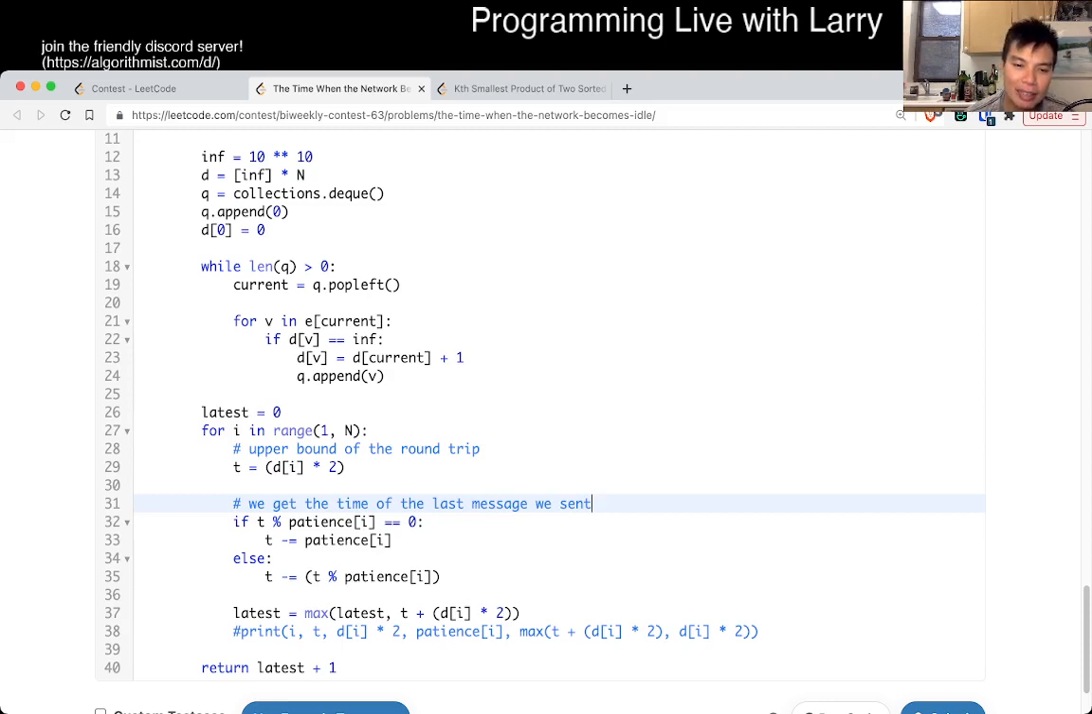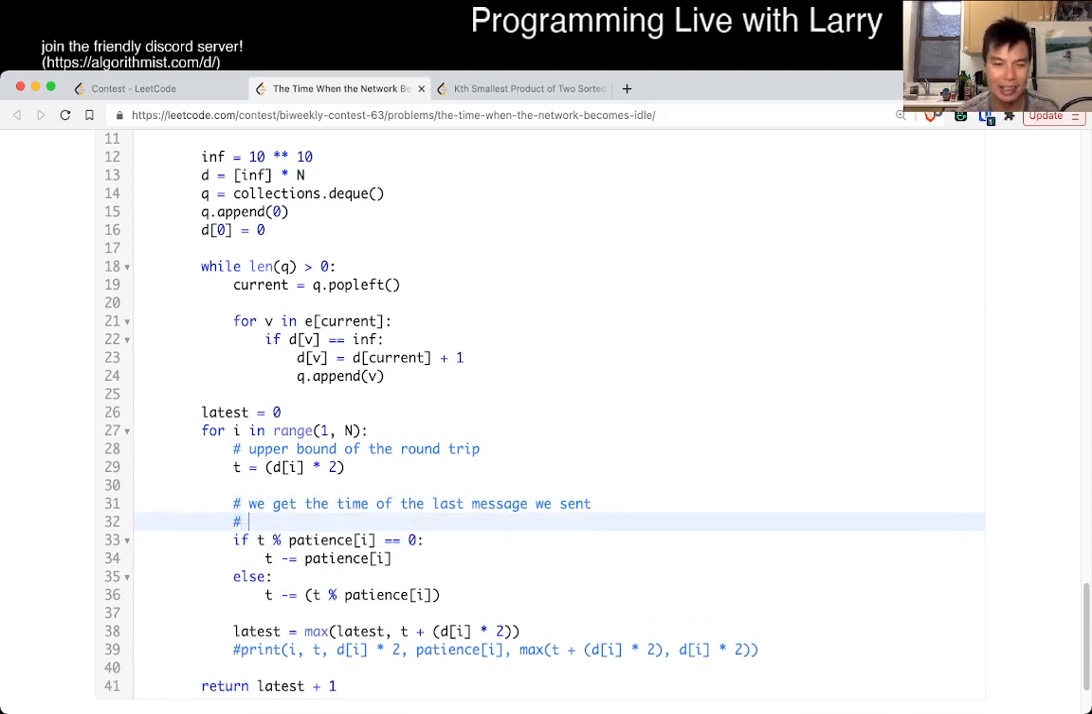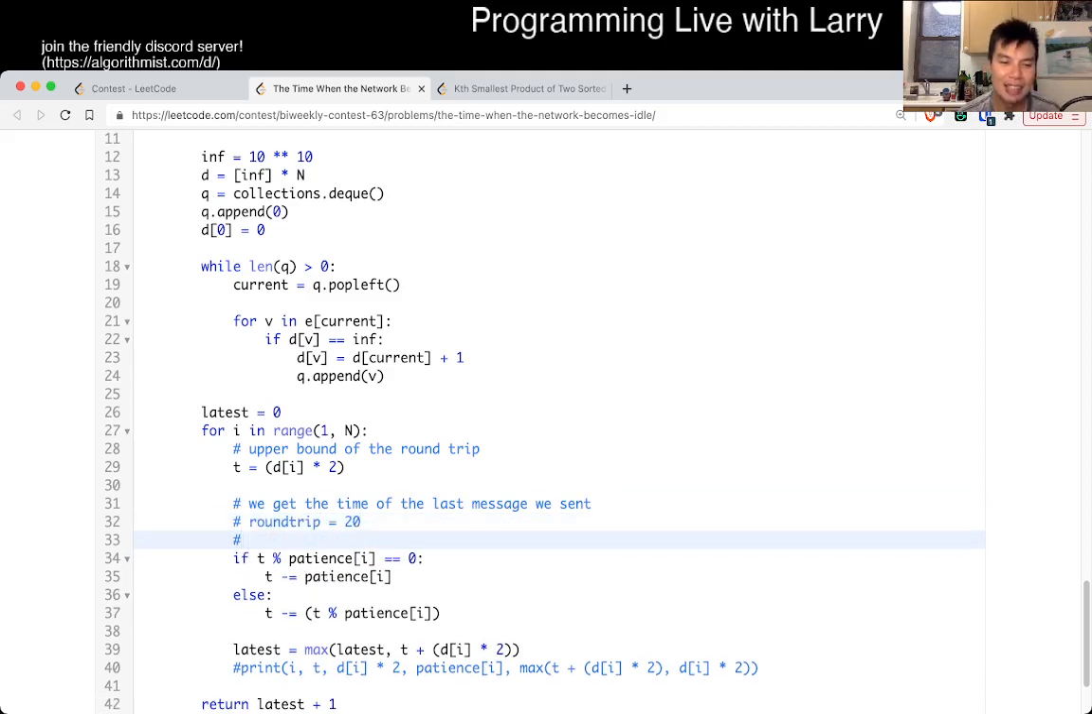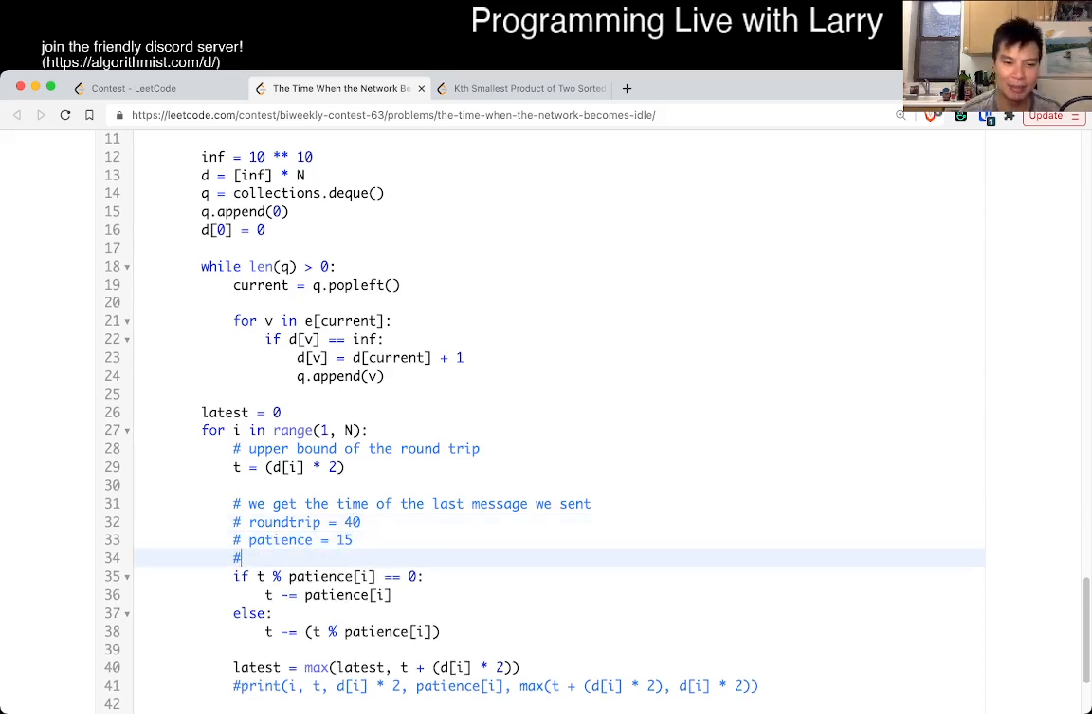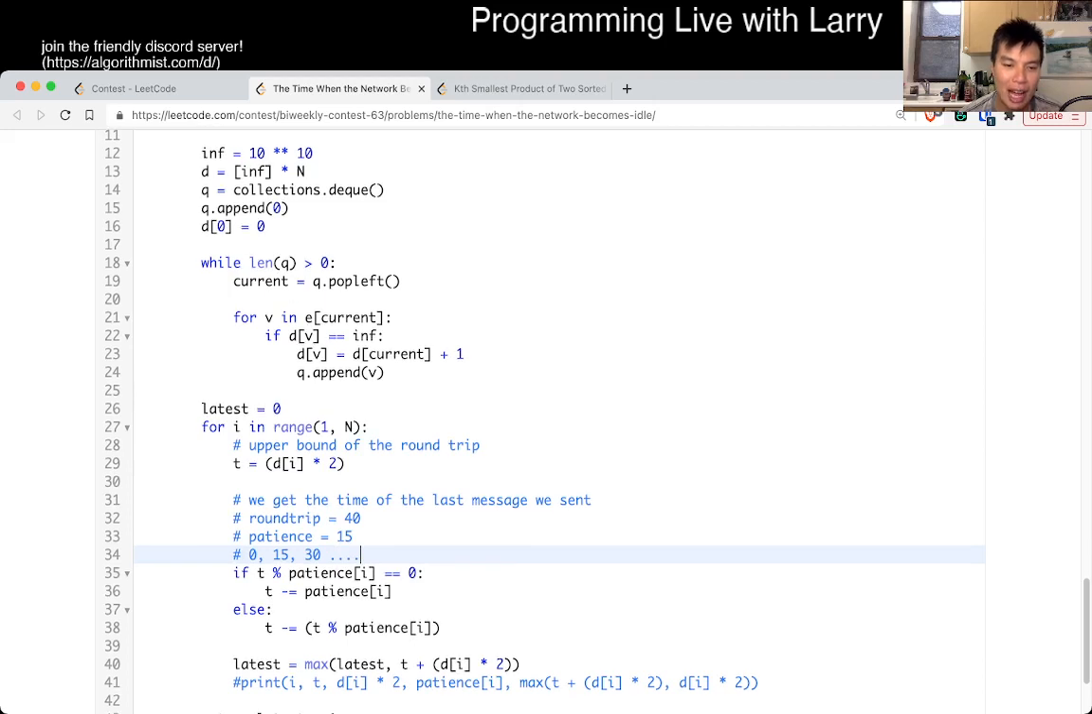This is so that if t does not divide patience, for example, if the round trip is equal to, say, 20, your patience is equal to, say, 15, then maybe I'll use a bigger number. So let's say round trip is 40, the patience is 15. That means that you're going to send a message at time 0, 15, 30, and that's basically the idea, to get this number.